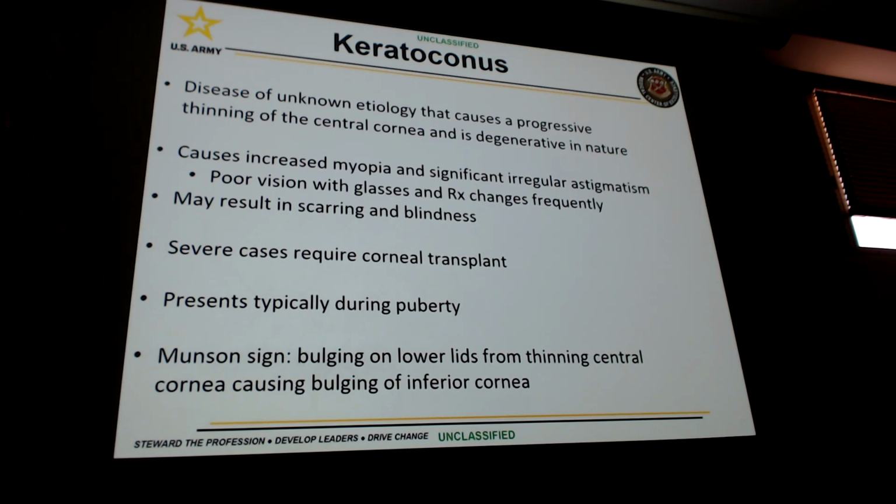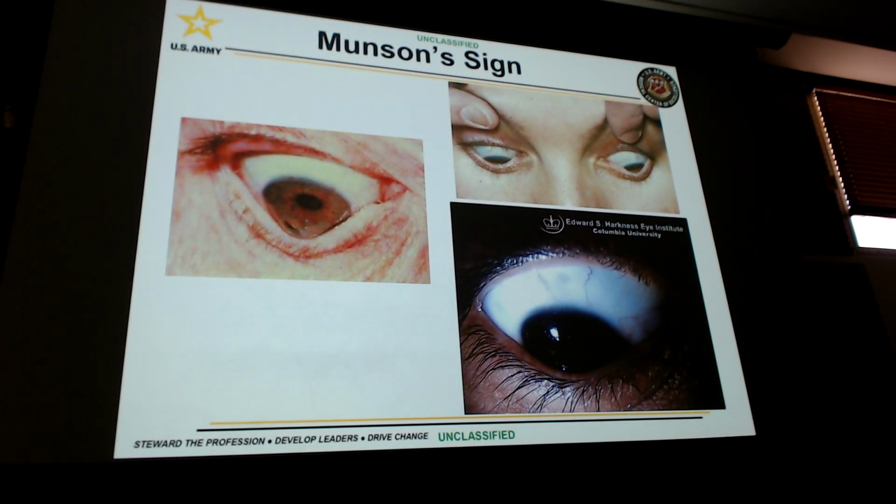Munson's sign, you can see here on these pictures. When that lower lid bulges out like that, that's called Munson's sign, because Munson decided to name it Munson's sign. Remember that picture with the subconcheme, the guy that I had come in, that gnarly subconcheme? He actually kind of had a Munson sign on his lower lid as well. Go back and look at that picture. But that's what Munson's sign is.